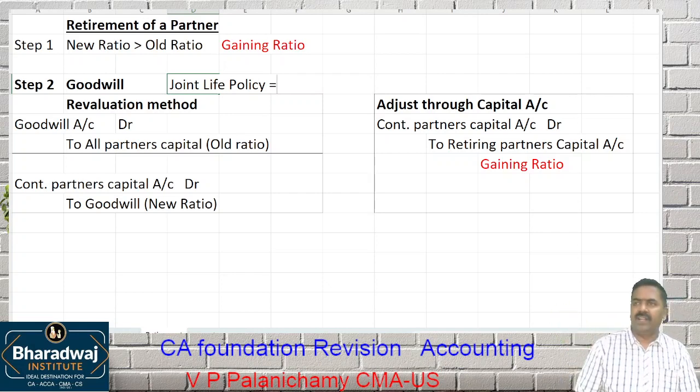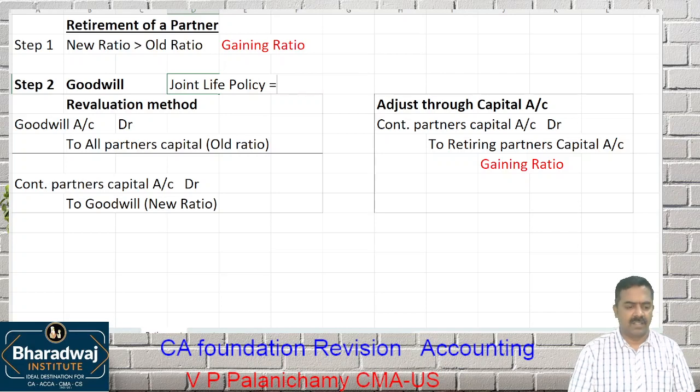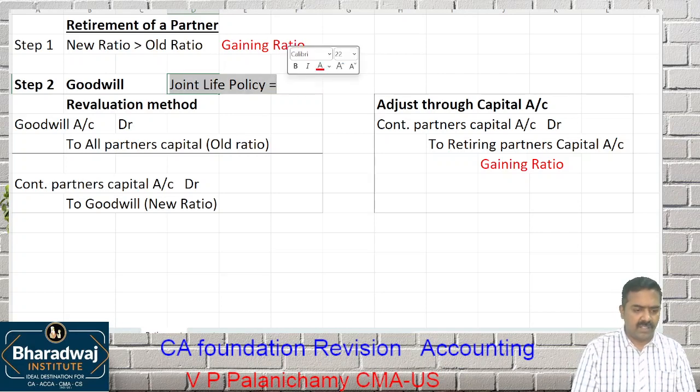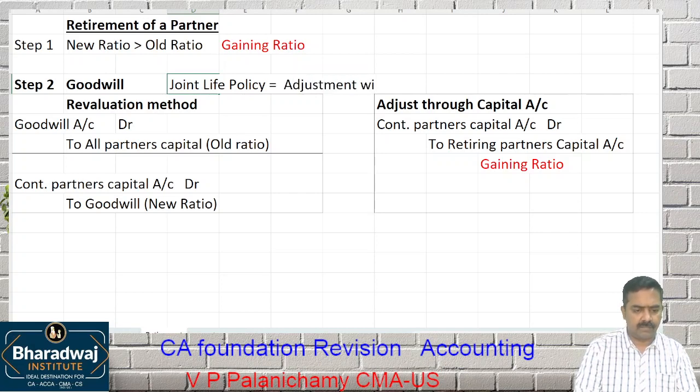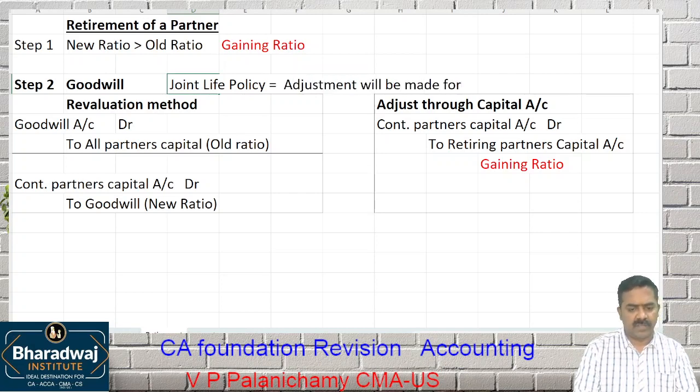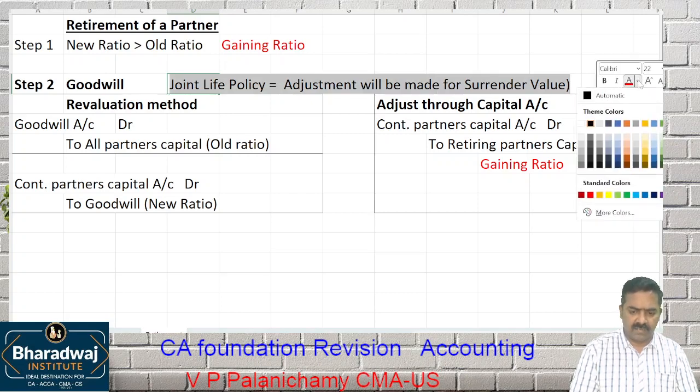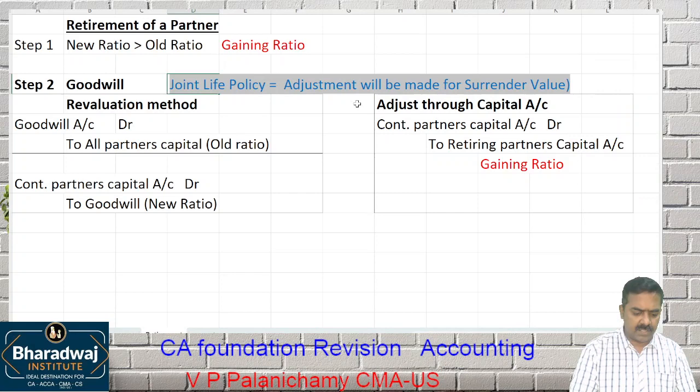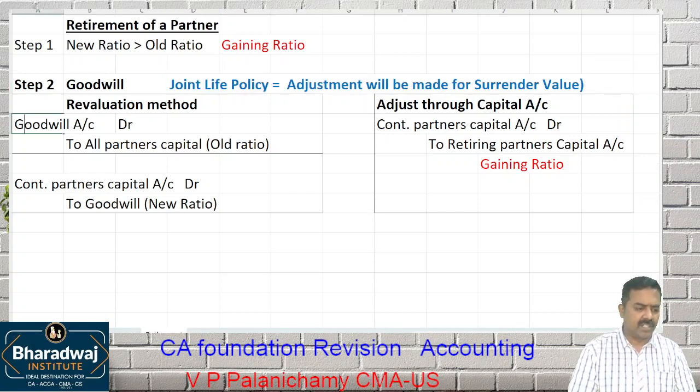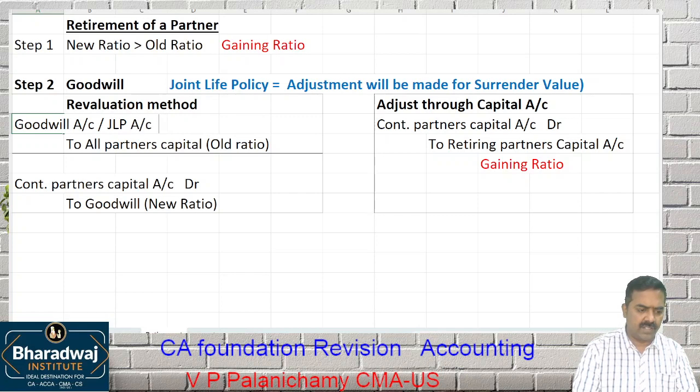Okay. Are we in death of a partner or retirement of a partner? Retirement of a partner. Joint life policy adjustment will be made for which value? Surrender value. Simple. How to make the adjustment? Same like goodwill. Instead of goodwill account debit, it will be what? Joint life policy account debit.